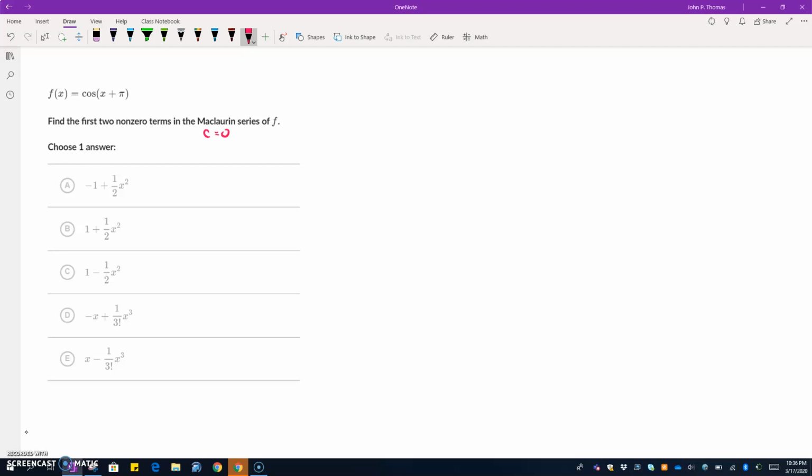All right, so we know that the structure we're really looking for is going to be f of 0 plus f prime of 0 over 1 factorial times x plus f double prime of 0 over 2 factorial x squared, and so on. Now, this asks for the first two non-zero terms, so sometimes that's kind of an indicator that there's going to be one term that's a zero term, so you might have to go out to a higher degree.